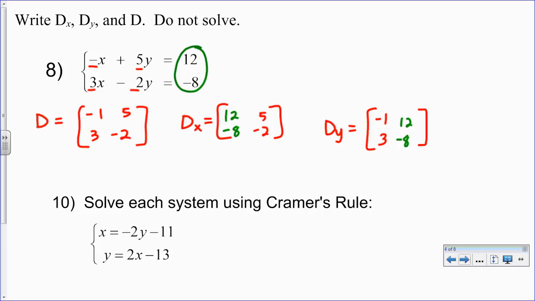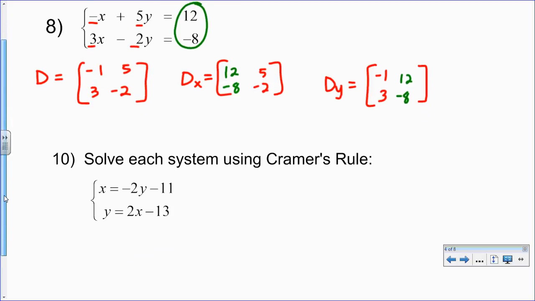Then what you would do to solve is find the determinants of all three of those, which is what you've done in the warm-up, AD minus BC. Okay, find the determinant. And then to find x, you would do dx divided by d, and dy divided by d would give you y. Okay? So let's do the whole thing for 10.